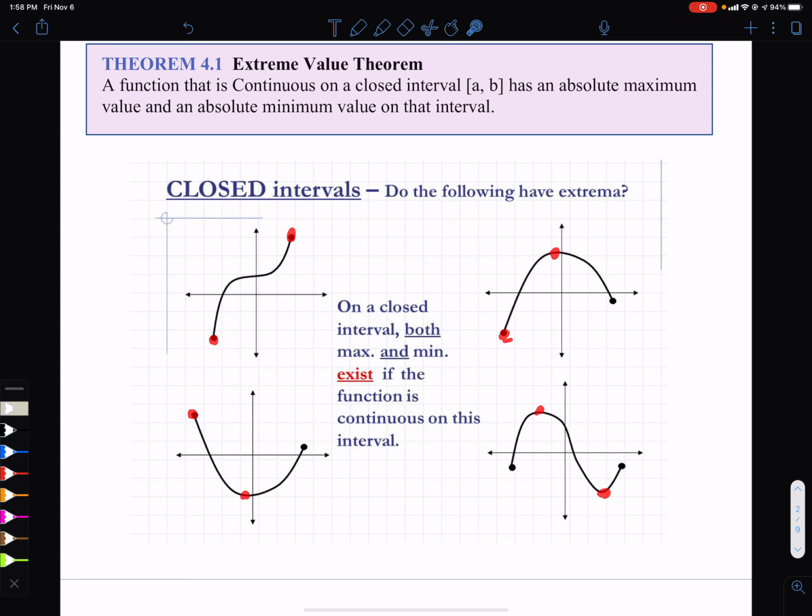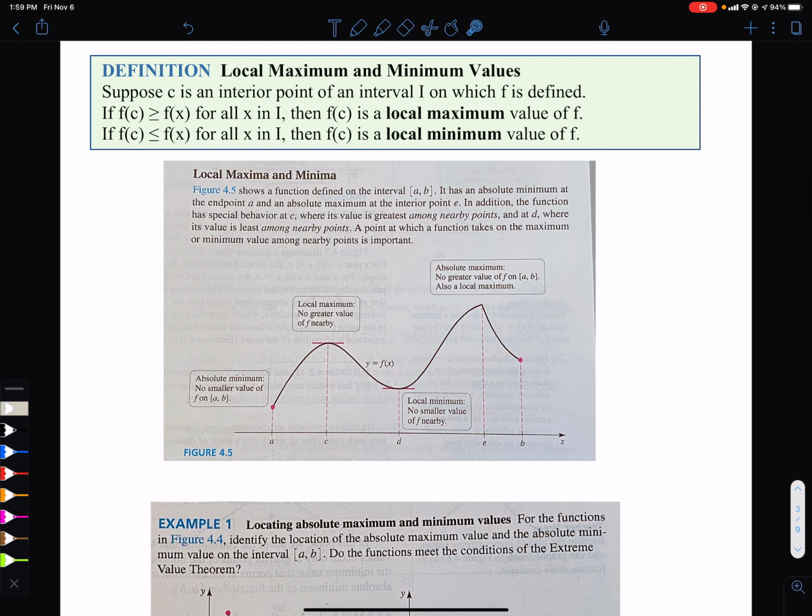Okay? Now, here is the next thing that you have to know. If you have a continuous function on a closed interval, the max and mins will occur at certain places, either the endpoints or these weird points that we're going to define in a second. They're actually called critical points, and you will see what a critical point is. So let's keep going. More definitions.